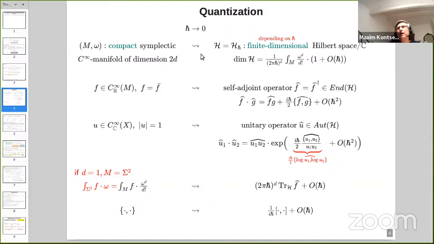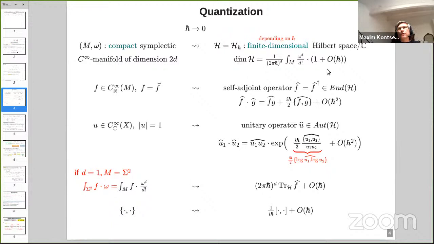That for small h bar, we have a certain finite dimensional Hilbert space, which depends on h bar. I will skip h bar from the notation. And the dimension, when h bar tends to 0, will grow like 1 over 2 pi h bar to the power d, times the symplectic volume, times 1 plus small o of 1 over h bar.